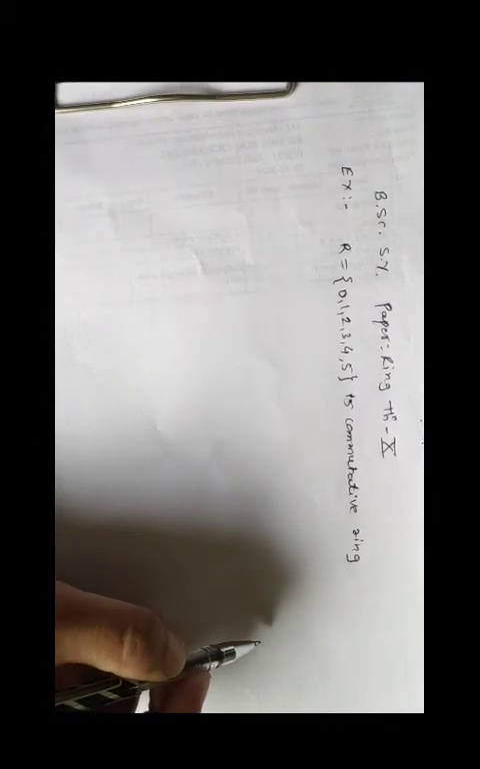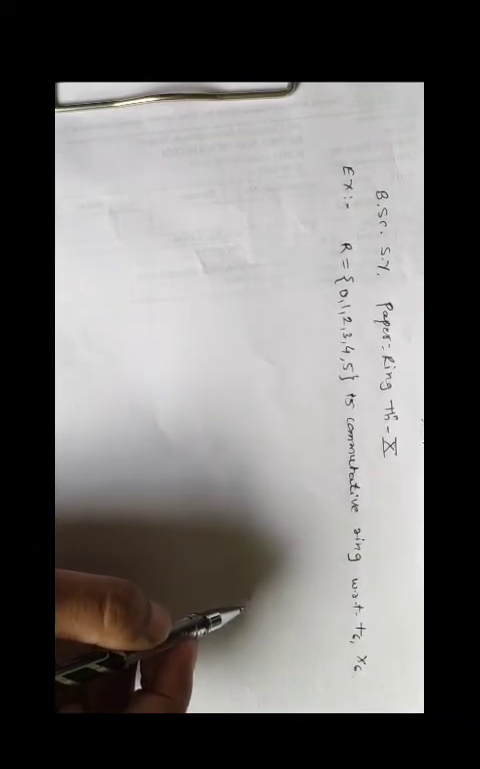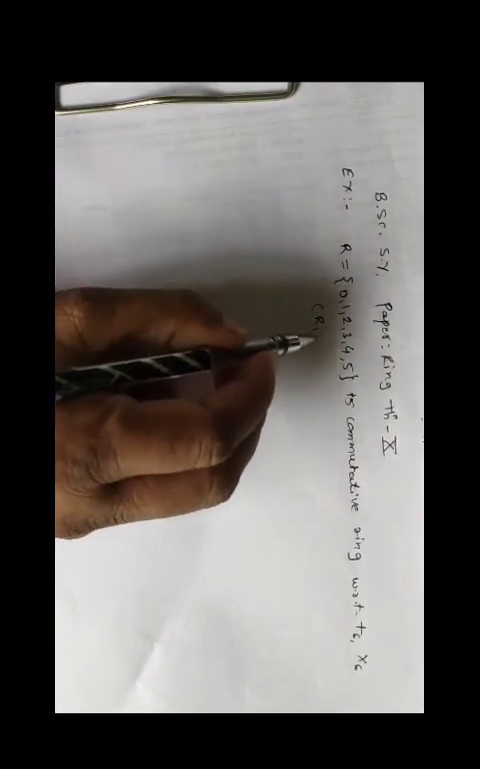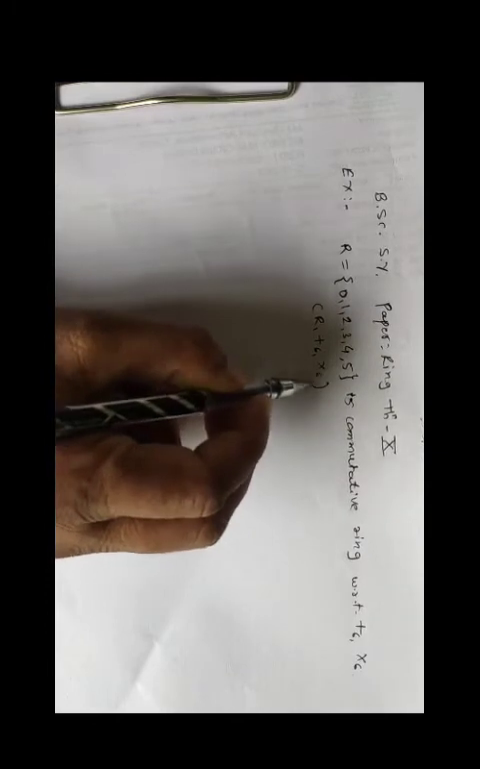This is a commutative ring with respect to addition modulo 6 and multiplication modulo 6 as the two binary operations. That means R with these binary operations, plus modulo 6 and multiplication modulo 6, forms a ring. This set forms a ring.